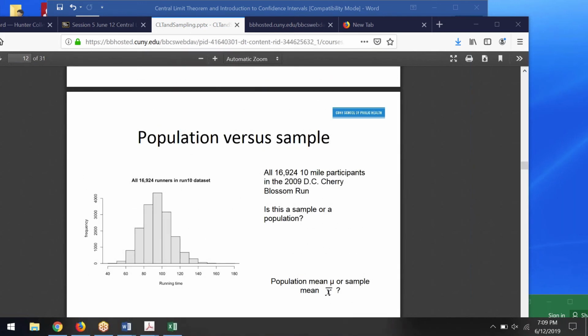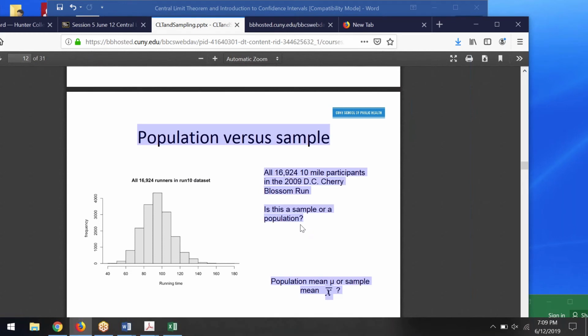Okay, so let's take a look at this histogram. This histogram represents the running times. Each one of these bars represents a range, a bin. This represents the running times for all 16,924 participants in a 10-mile ride in Washington, D.C. Cherry Blossom Run, so you know it's in the spring.